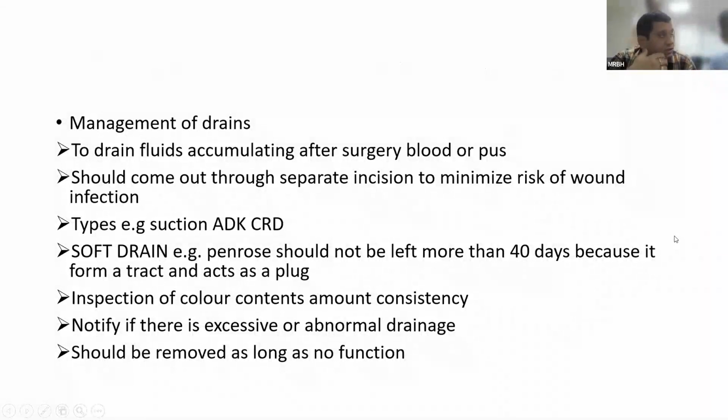Management of drains: drains remove fluids accumulating after surgery, such as blood or pus, and should come out through a separate incision to minimize the risk of wound infection. Types of drains include suction drains and others. Soft drains, for example Penrose, should not be left more than 4 days because they form a tract and act as a plug. Inspect the color, content, amount, and consistency of the drainage. Notify if there is excessive or abnormal drainage. The drain should be removed as soon as it has no function.